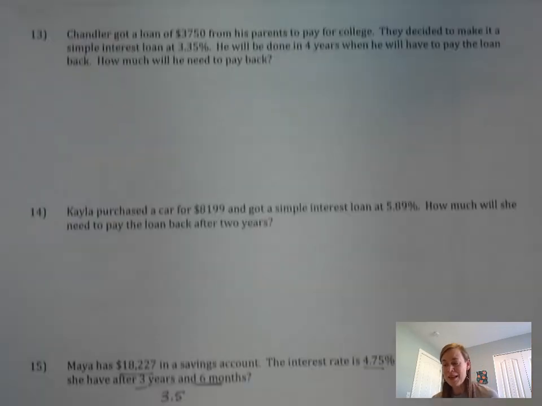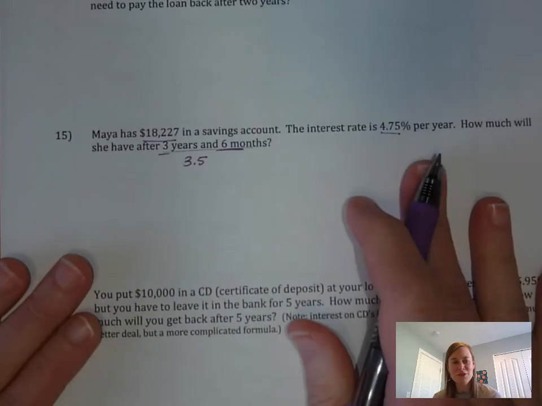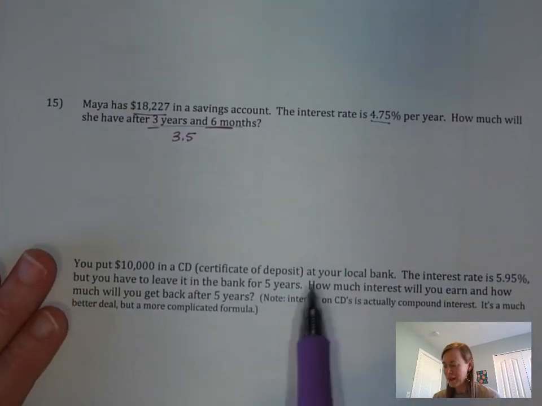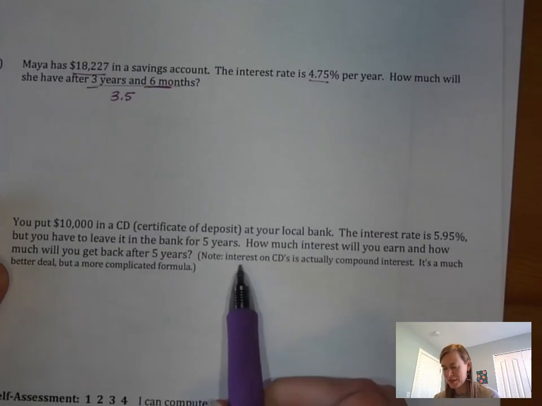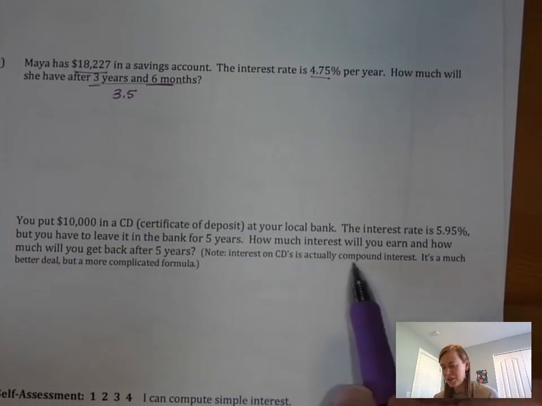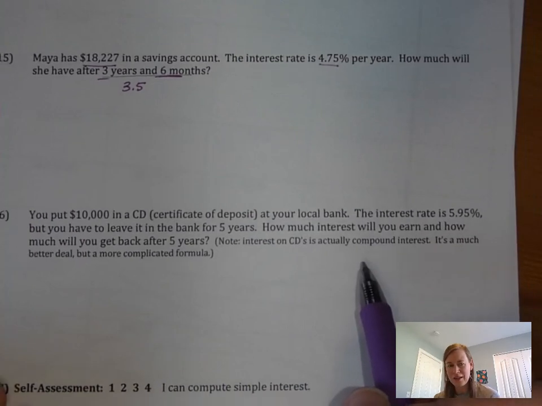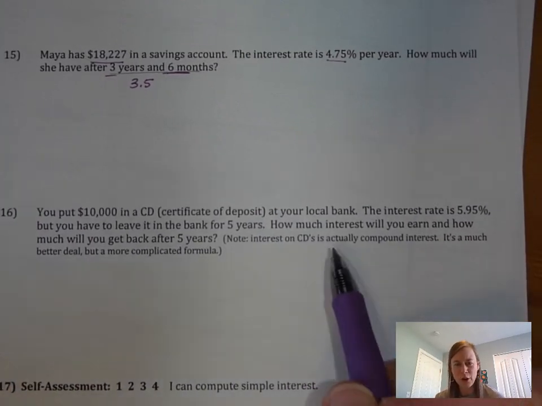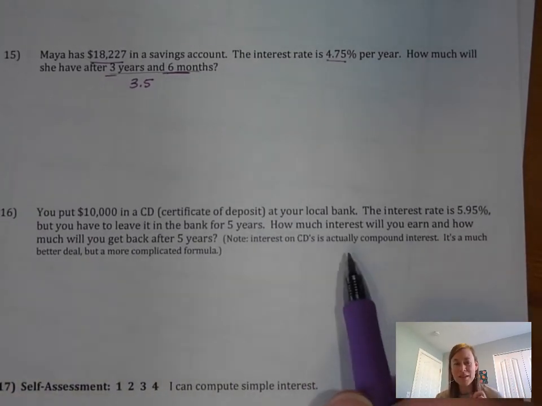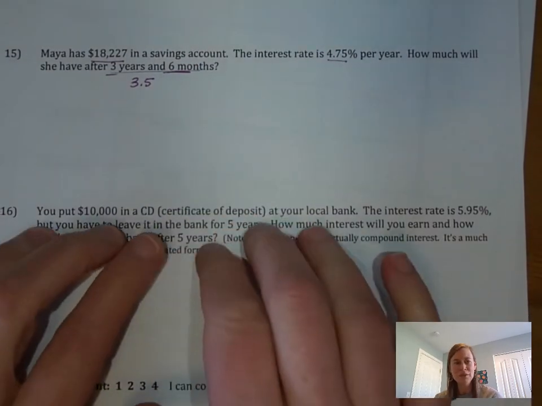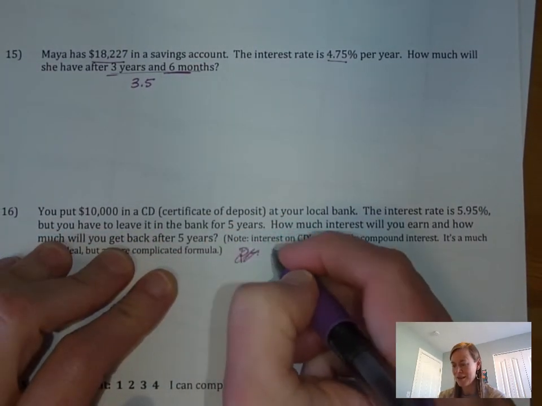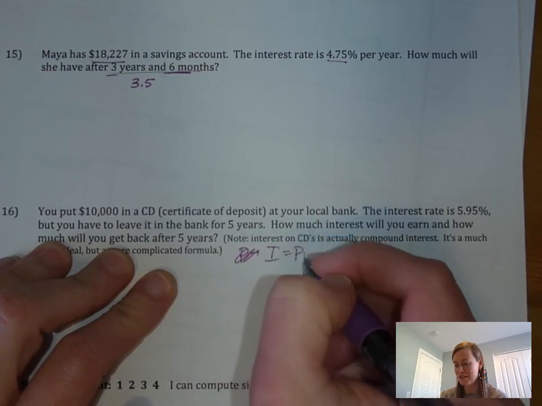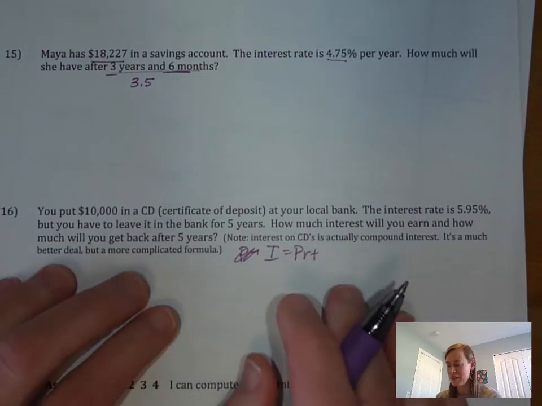And if you have questions about any of this other stuff, you just let me know. I feel like there's a note here that was a little bit confusing. It says interest on CDs is actually compound interest. You don't need to know that. This is just like extra information, like real world info. You are definitely doing your normal simple interest on this problem. So you're just going to be doing your I equals PRT. Okay, so nothing different here.